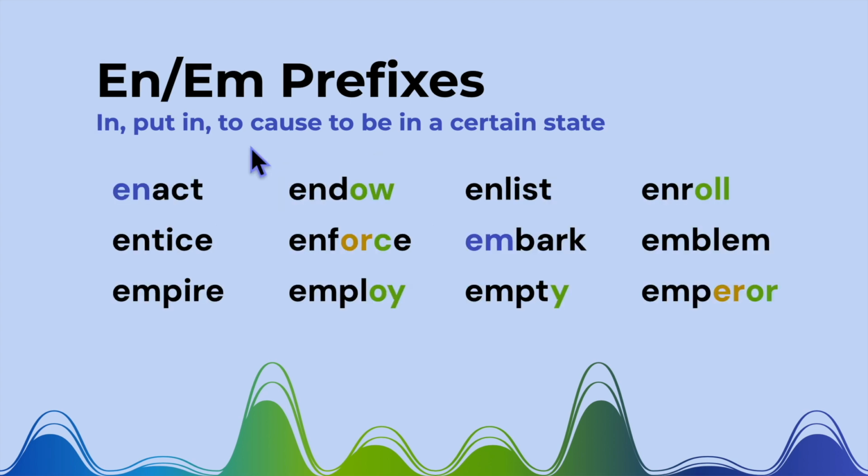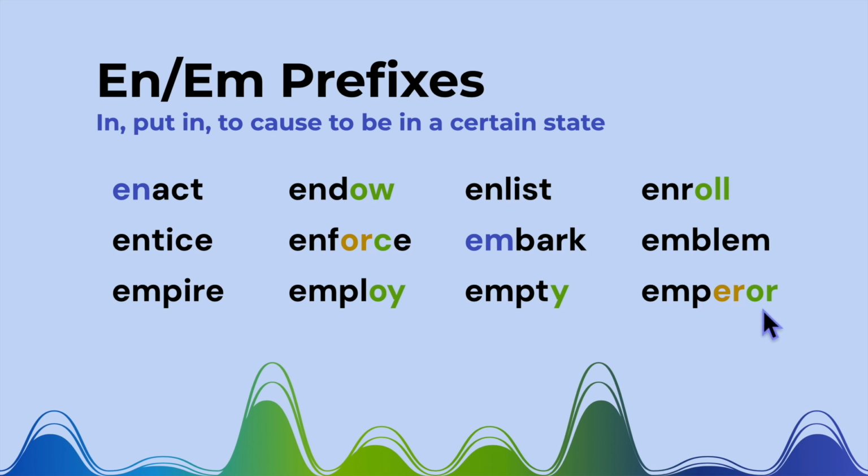Here are more words with these prefixes. Enact. OW in this word says ow, and here we have the root dow, and list. OLL at the end of a root has a long O sound. Enroll, entice. OR says or. The C is followed by an E, I, or Y, so it says S. Enforce, embark, emblem, empire. OY says oi, employ. Y at the end of a longer word usually says E, empty, emperor.